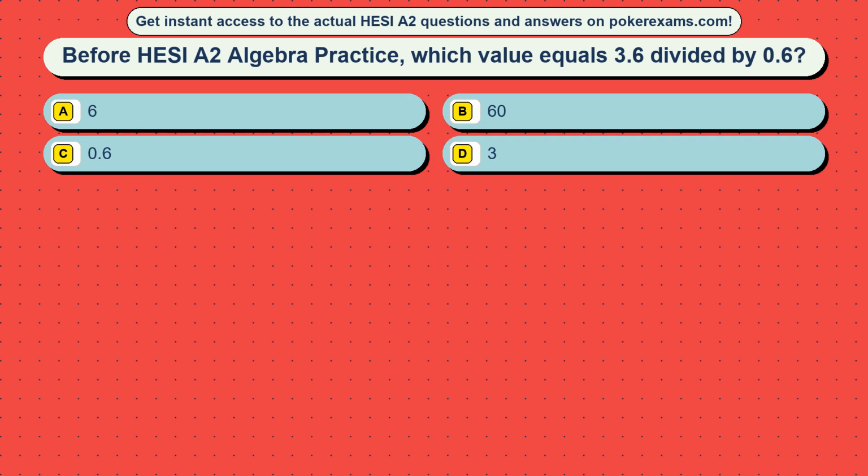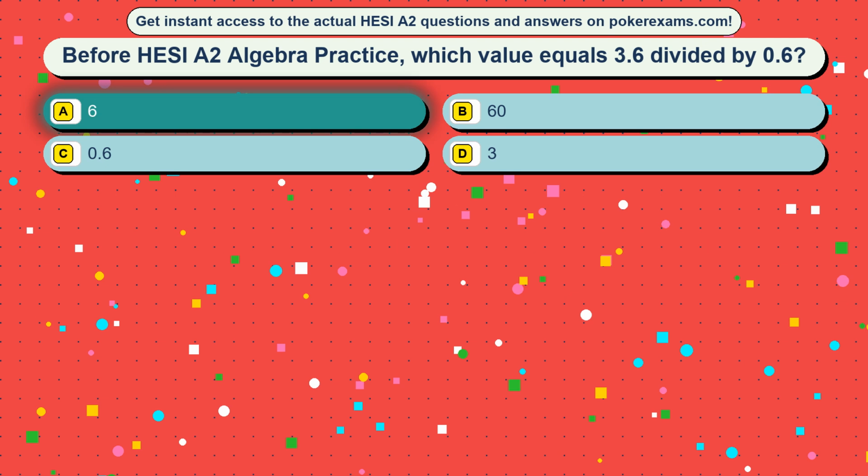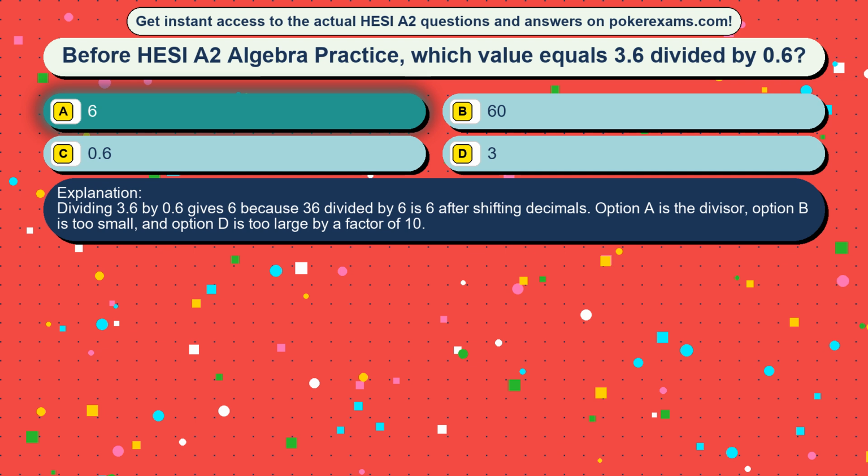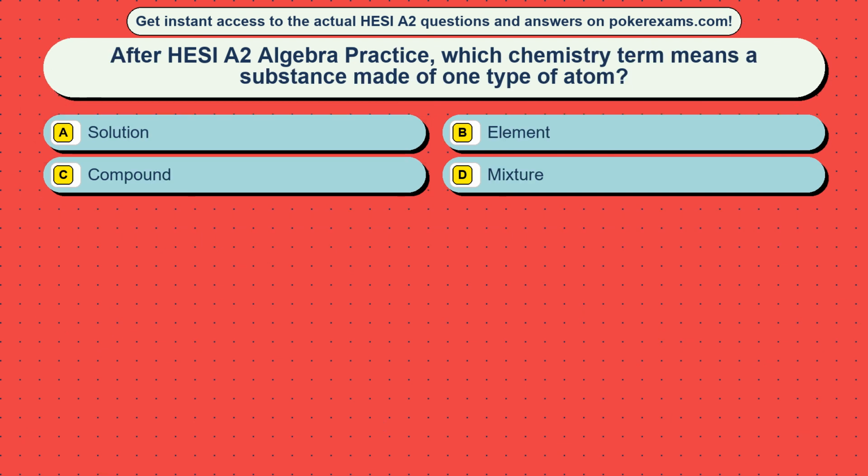Question 15. Before HESI A2 algebra practice, which value equals 3.6 divided by 0.6? Option A 6, option B 60, option C 0.6, option D 3. The correct answer is option A, 6. Dividing 3.6 by 0.6 gives 6 because 36 divided by 6 is 6 after shifting decimals. Option C is the divisor, option B is too small, and option D is too large by a factor of 10.